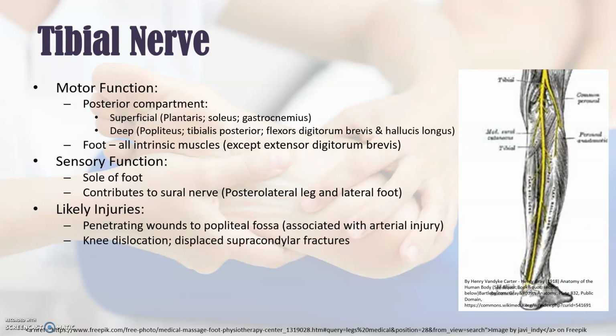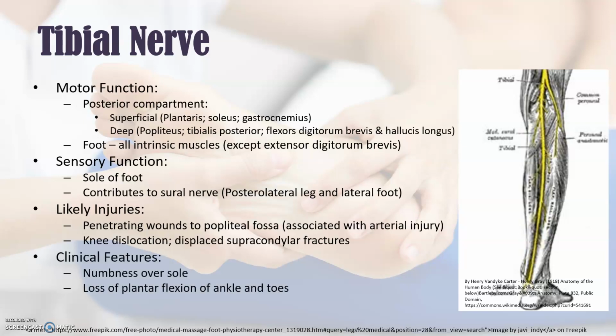Any penetrating injuries to the popliteal fossa can cause tibial nerve damage and may be associated with arterial injury. And any disruption to the knee, such as posteriorly displaced knee dislocation or displaced supracondylar fracture, can also put pressure on or compress the nerve and cause injury. As you would expect, the clinical features of a tibial nerve injury include numbness over the sole and loss of plantar flexion of the ankle and toes.